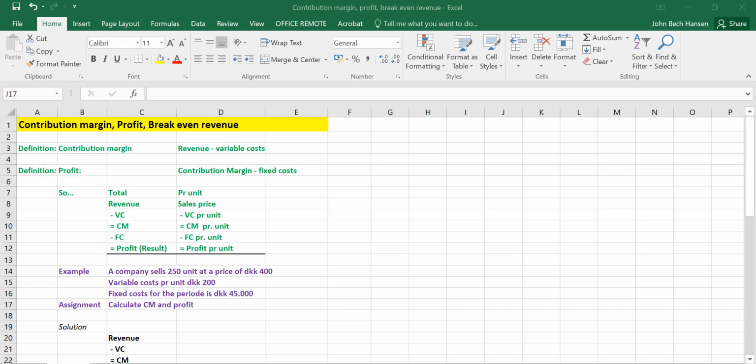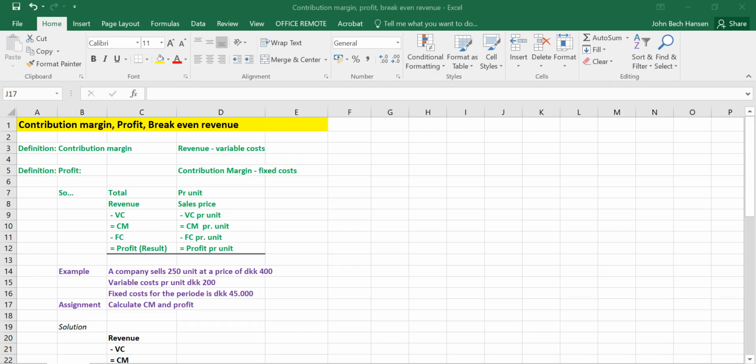Back to this session about some important terms in relation to the economics in a business. Terms such as contribution margin, profit, break-even revenue, break-even sales, and so on. We shall discuss that in the next couple of minutes.